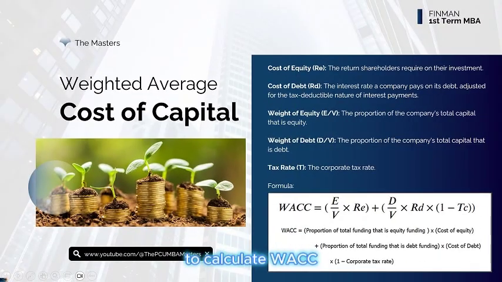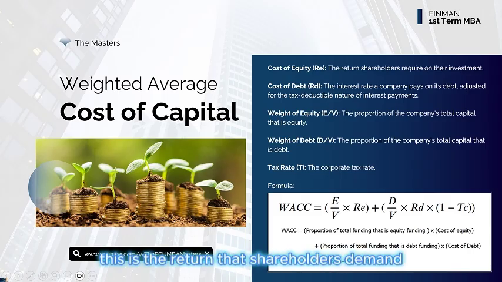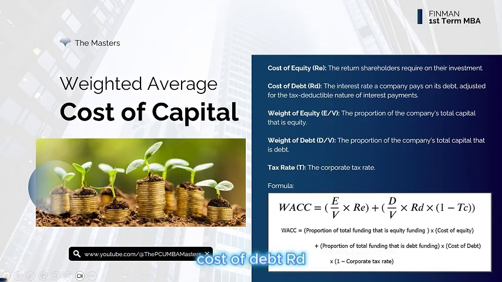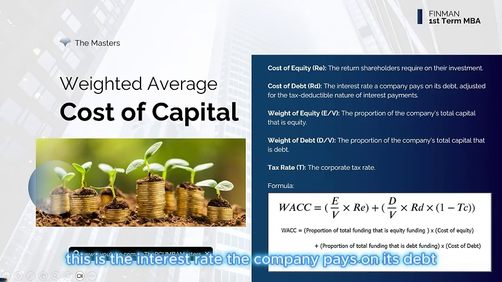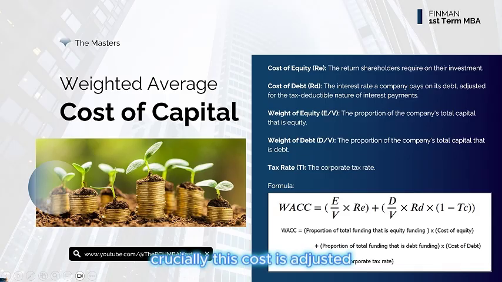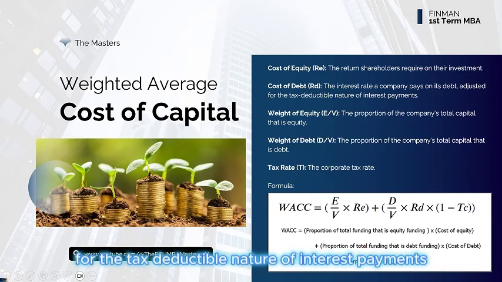To calculate WACC, we need 5 core components. Cost of equity, R sub E. This is the return that shareholders demand or require on their investment. Cost of debt, R sub D. This is the interest rate the company pays on its debt. Crucially, this cost is adjusted for the tax-deductible nature of interest payments.